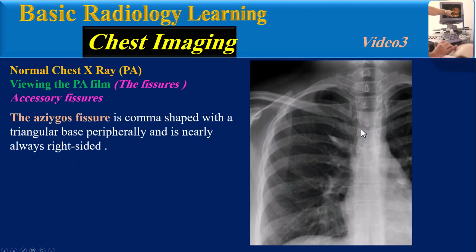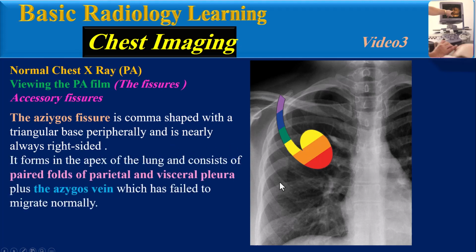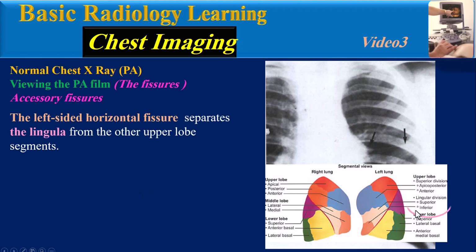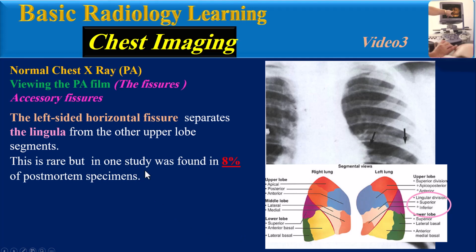The azygous fissure is comma-shaped with a triangular base peripherally and is nearly always right-sided. It forms in the apex of the lung and consists of paired folds of parietal and visceral pleura plus the azygous vein which has failed to migrate normally, and the part of the apex of the lung that is separated by it is called the azygous lobe. The left-sided horizontal fissure separates the lingula from the other left upper lobe segments. This is rare, but in one study was found in 8% of post-mortem specimens.